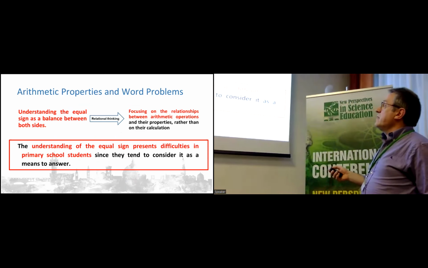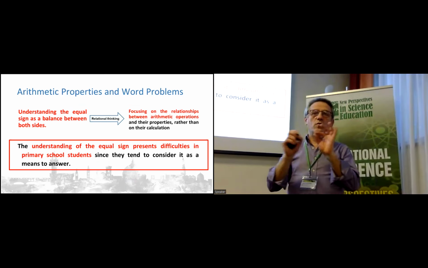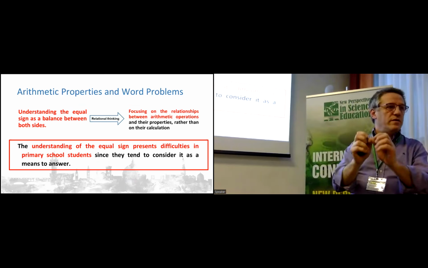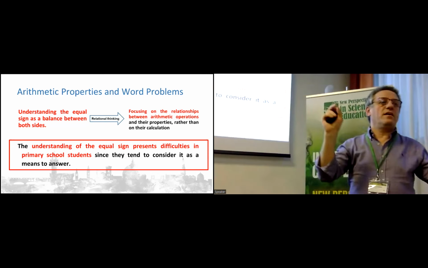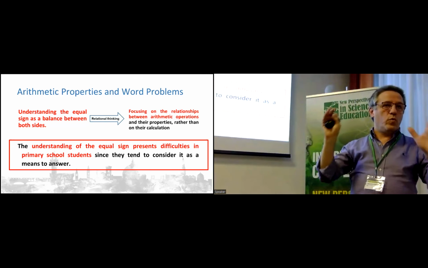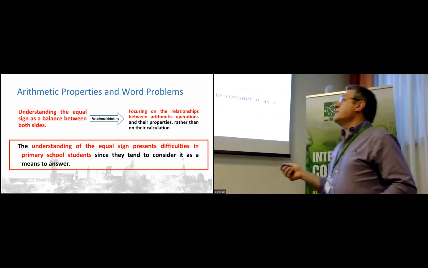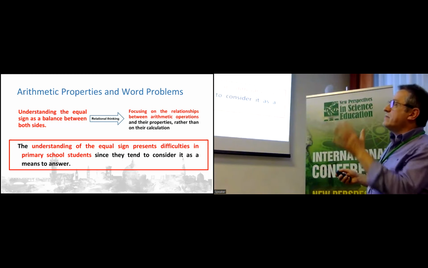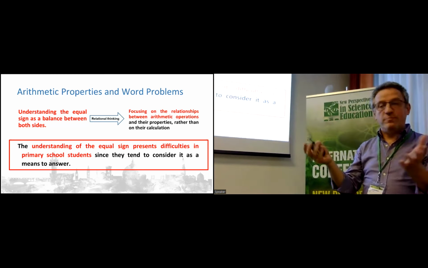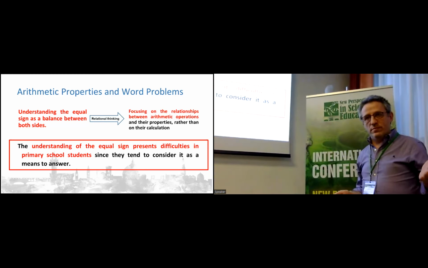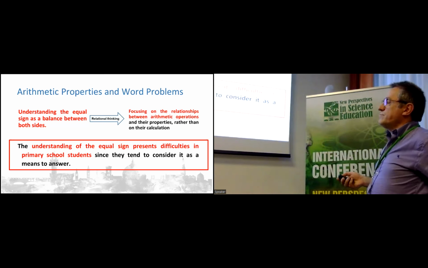In these final years, primary school students tend to consider the equal sign as the means to give an answer. 5 times 6 is equal to 30. This is the initial knowledge of the equal sign. But at this point, in the last years of primary school, they have to start understanding the equal sign as a balance between two sides of an arithmetic expression. And this is really a problem, the clear significance of the equal sign.